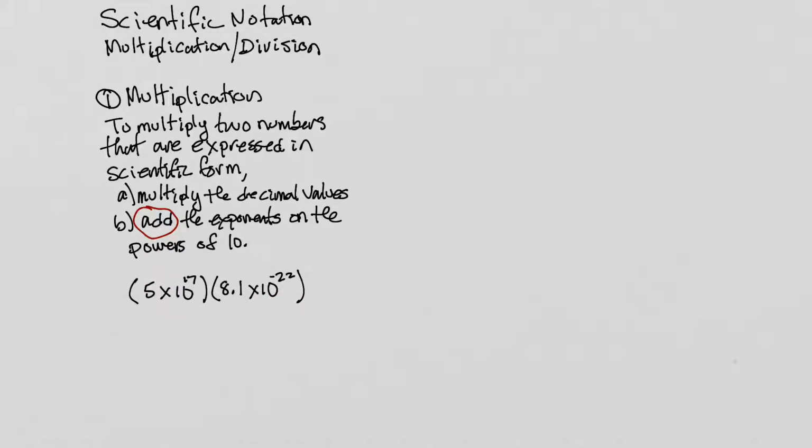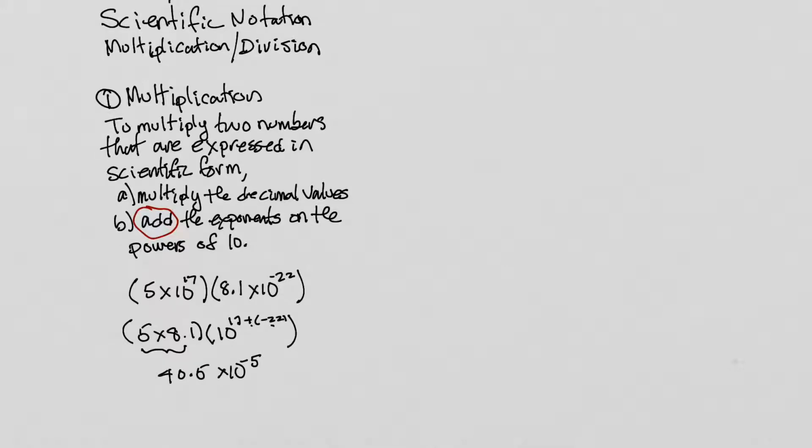So what we're going to do here is multiply the decimal parts together. Let's do that first. So that's going to look like this. We're going to have 5 times 8.1, and then we're going to multiply the powers of 10 just by adding the exponents. So we're going to have 10 to the 17th plus negative 22. And then 5 times 8.1 right here will give us 40.5 times 10 to the, now 17 plus negative 22 is going to be negative 5. So we'll put a negative 5 here.